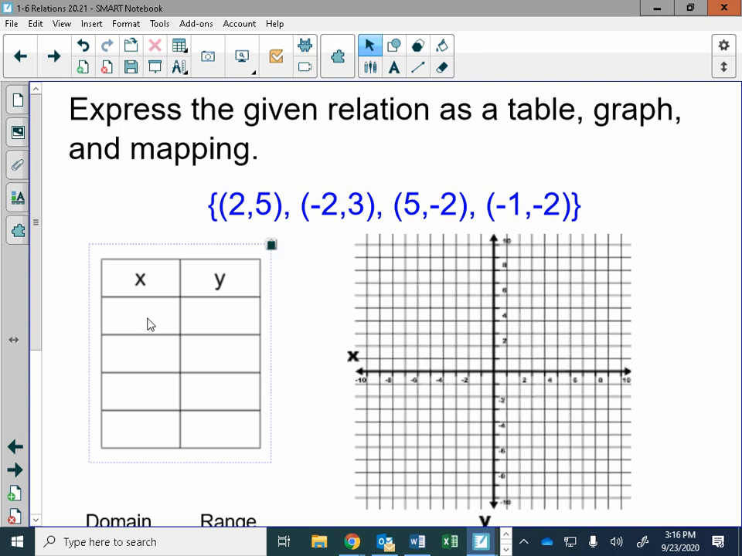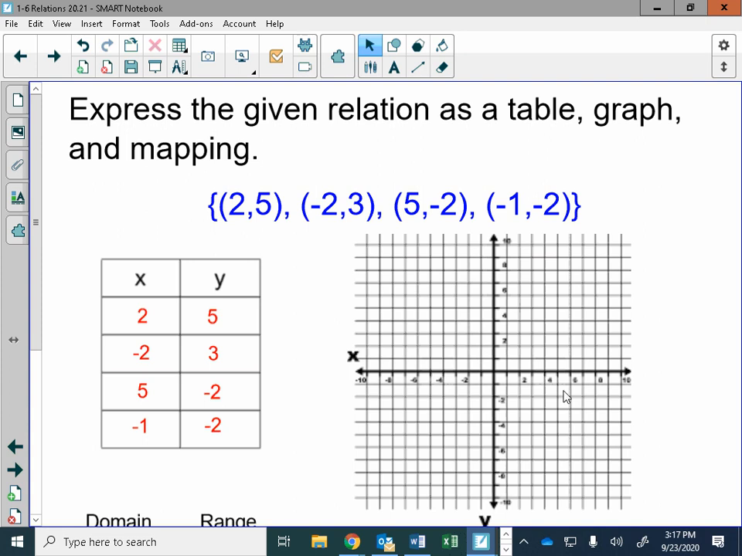So on that first ordered pair, we've got 2, 5. So 2 is the x coordinate, 5 is the y coordinate. On -2, +3, we'll put the -2 in the x column and the 3 in the y column. And it goes on with the next 2 ordered pairs. So we have the ordered pair 5, -2, and the ordered pair -1, -2.